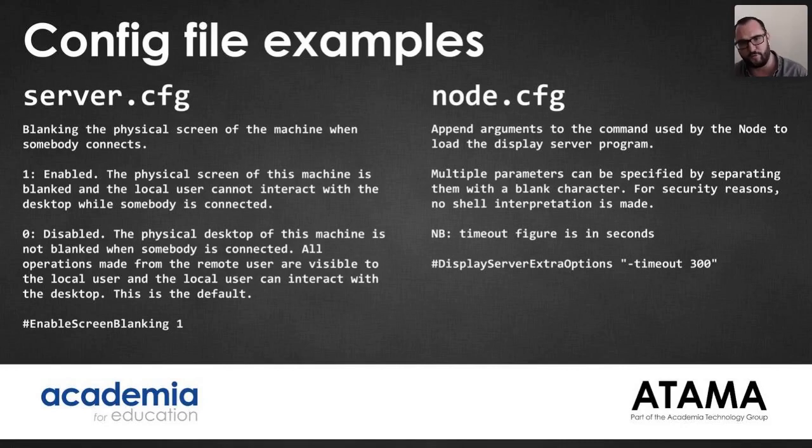So that's pretty straightforward. Node.config is a similar kind of thing, but an example of what you can do in node.config is parameter-based additions to specific options. So rather than just a 1 or a 0, if you can see it at the bottom there where it says display server extra options, you would remove the hash, and that basically says timeout after 300 seconds of inactivity. You can add a lot of these together in a string, but there are a lot more flexible options that sit outside a straight config file in node.config.